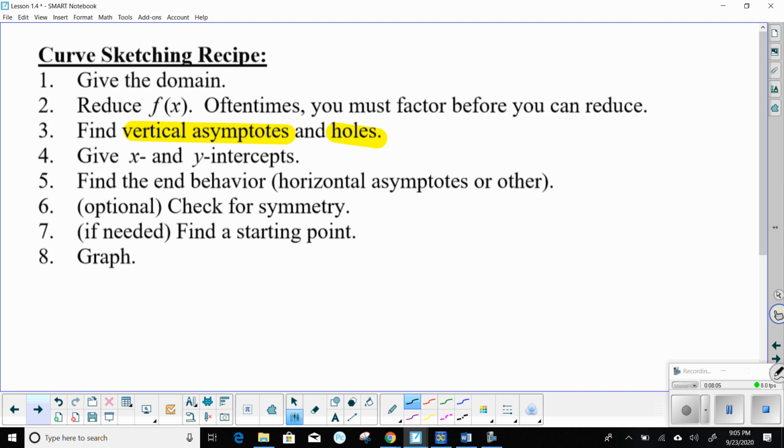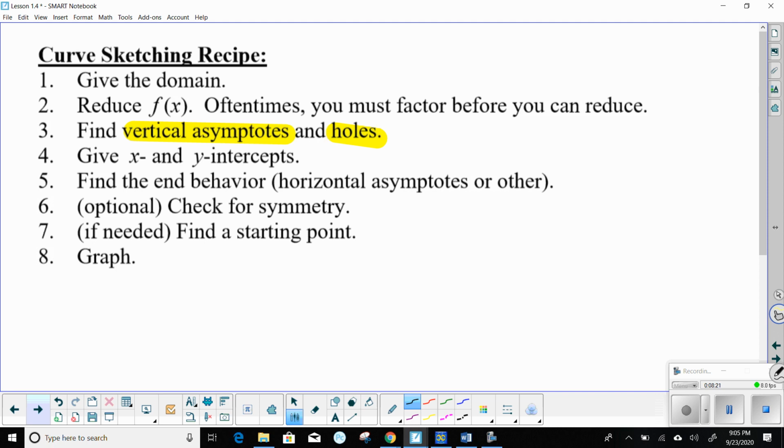You don't have to do that all the time, but that could be helpful. A lot of times you can tell right away from a graph, just because of where the asymptotes and different points are, that it's not symmetric. But if you think it might be, that can make your job easier. It can make it easier to graph if you know that it is.